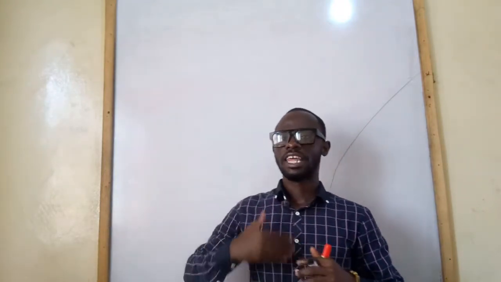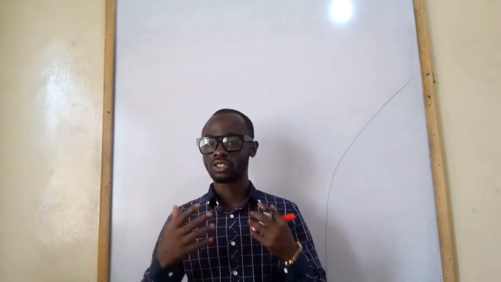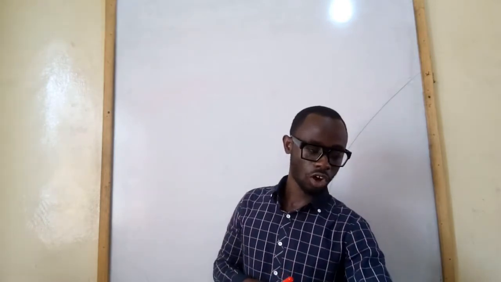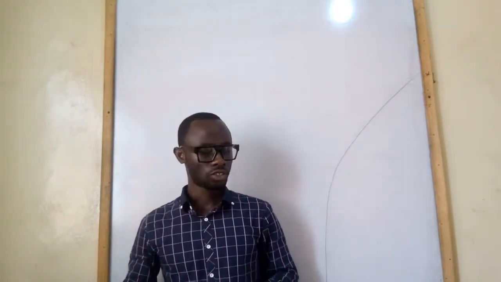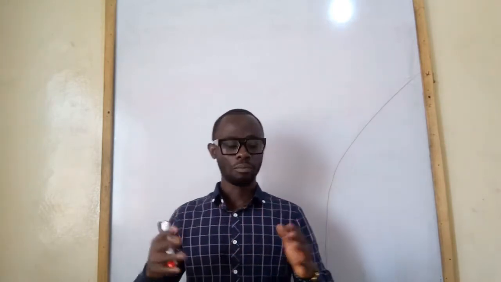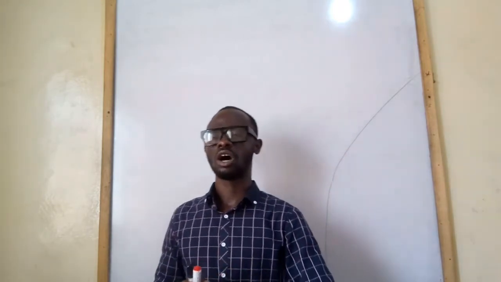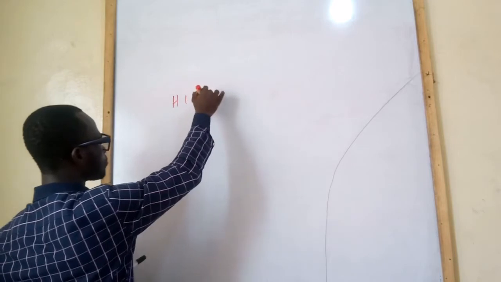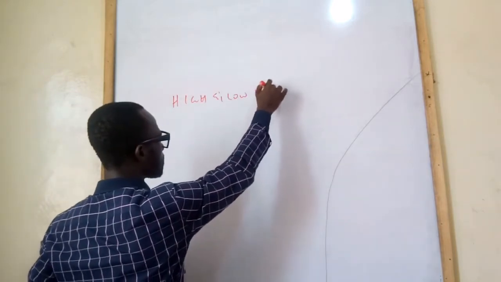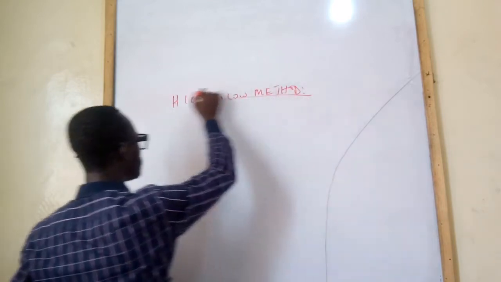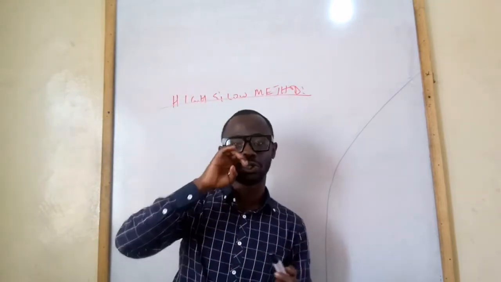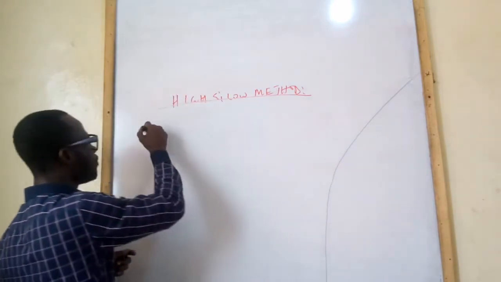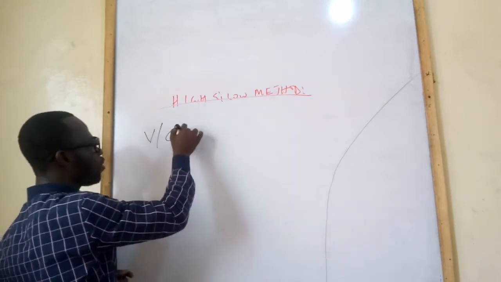So how do we analyze total cost into its fixed components and its variable components? We are going to use what we call the high and low method. The high and low method will be used so that we can separate the cost between fixed and variable cost. Now, what is the high and low method? The high and low method is simply used to determine the variable cost per unit of the products.